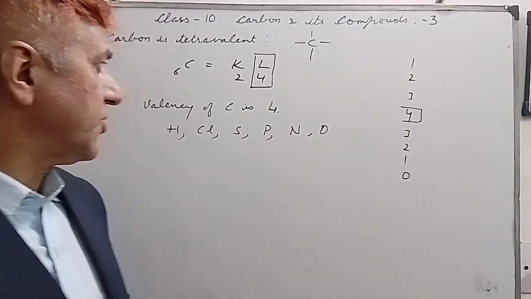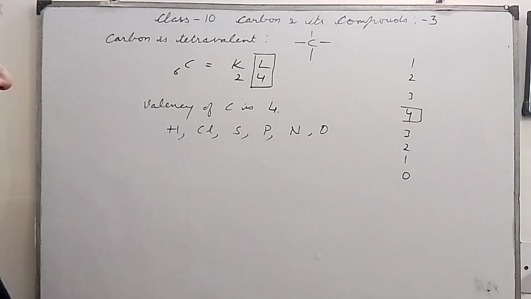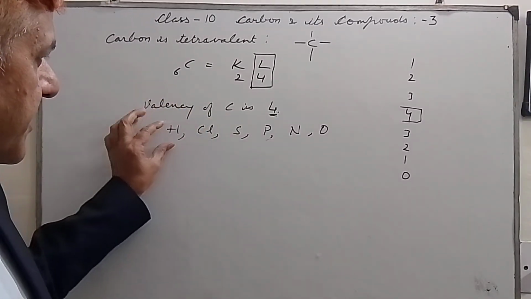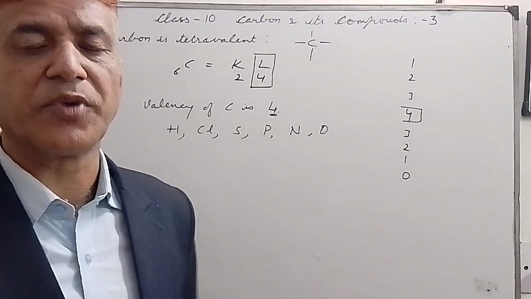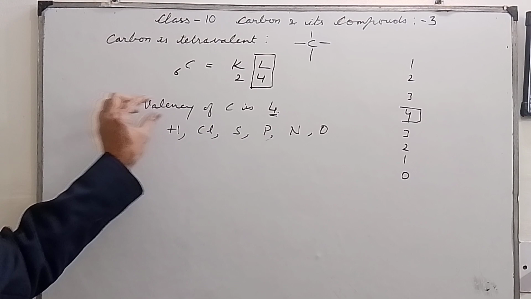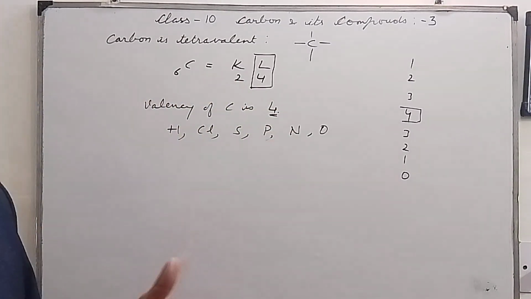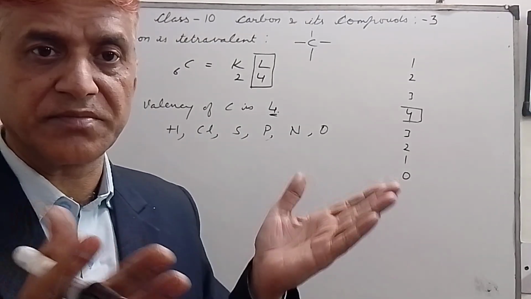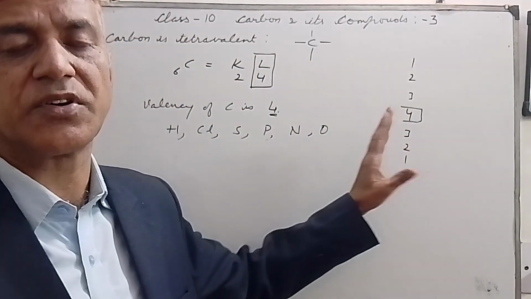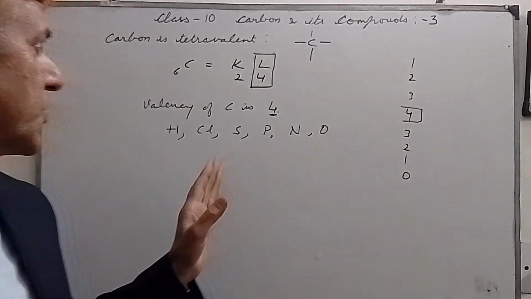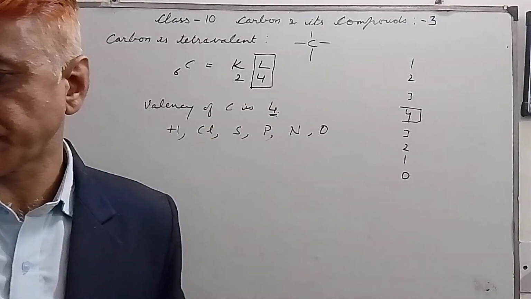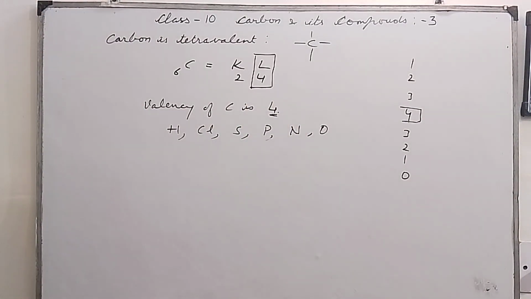It is so social. So being so social and having this valency 4, which is very high valency, large valency, carbon forms a large number of compounds. So my dear students, valency of carbon is 4, so it can combine in many ways with other atoms of other elements. So this is one of the reasons that carbon makes large number of compounds, due to its social nature and due to this high valency of carbon, which is 4. So my dear students, I think this is clear to you.